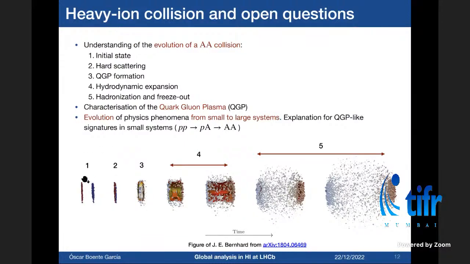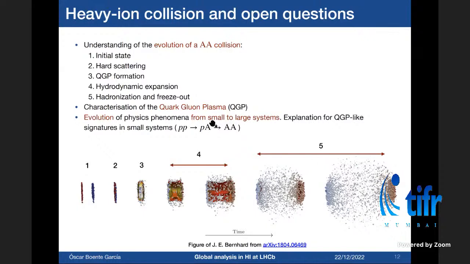First, you have the initial state, so basically the two nuclei that have some structure modified with respect to protons. Then you have hard scattering, where the high mass particles are produced in general, and then you have a QGP formation. Then this QGP formation expands, and you have hydrodynamics taking place. This will produce all these correlations between the particles that we see in the final states. And finally, you have a hadronization of the quarks and gluons into hadrons and the freeze out.